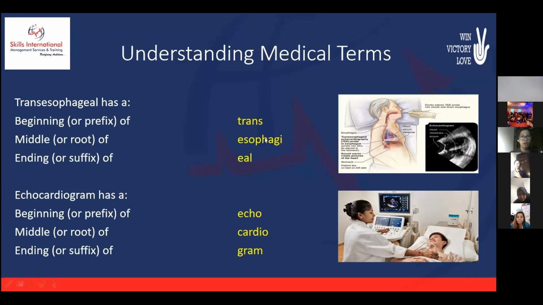So, from here, meron kang prefix, trans. Ibig sabihin naman ng trans is across. So, parang idadaan mo siya sa esophagus mo. And then, ial yung suffix mo. So, parang it's a matter of way. So, from this word pa lang, transesophageal, ibig sabihin, dadaan siya across sa esophagus mo. So, that's how you understand a term.